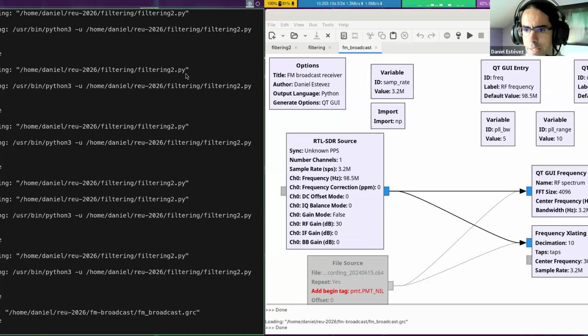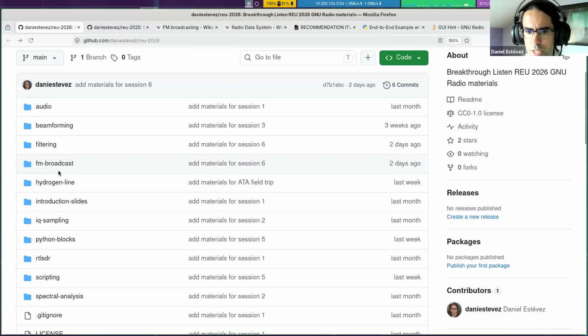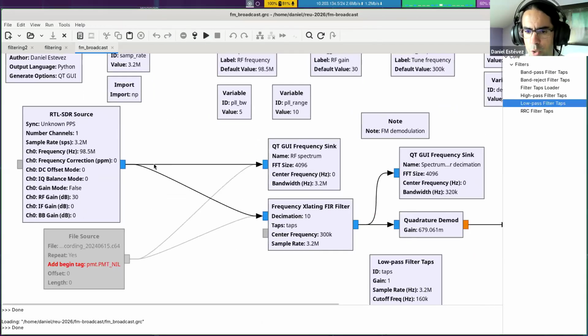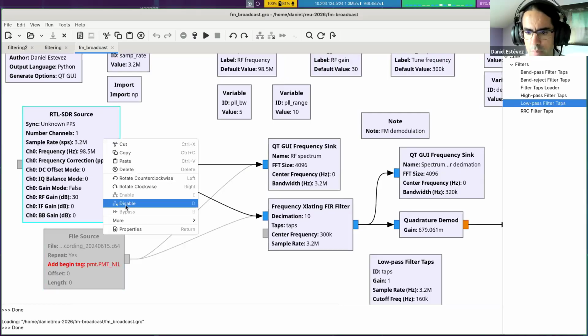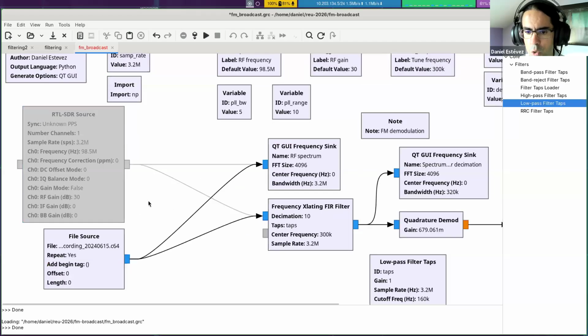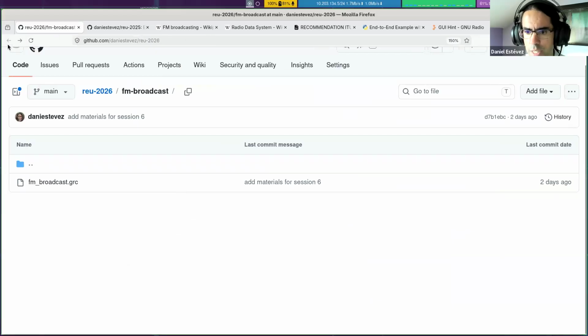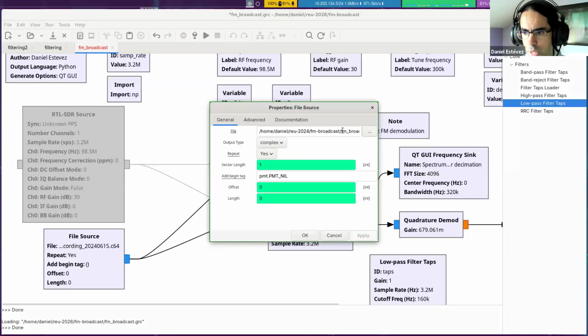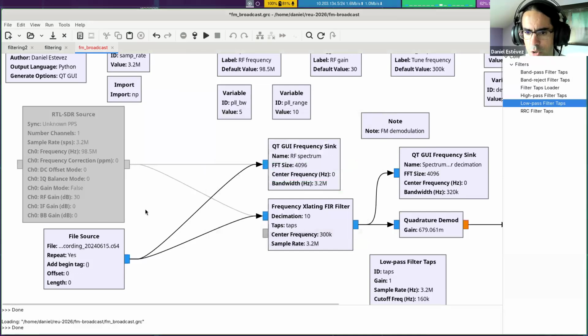So I have gone ahead and opened the flow graph, which is in here in FM broadcast. This is essentially ready to go, and you can select either between this RTL-SDR source or this file source essentially by disabling one of them, right-click disable, and enabling the other one. So if you have downloaded the file which is linked here, and you point this file source to the path of the file, it might be in a different place on your computer, then that should be ready to go. If you click play, it should work.